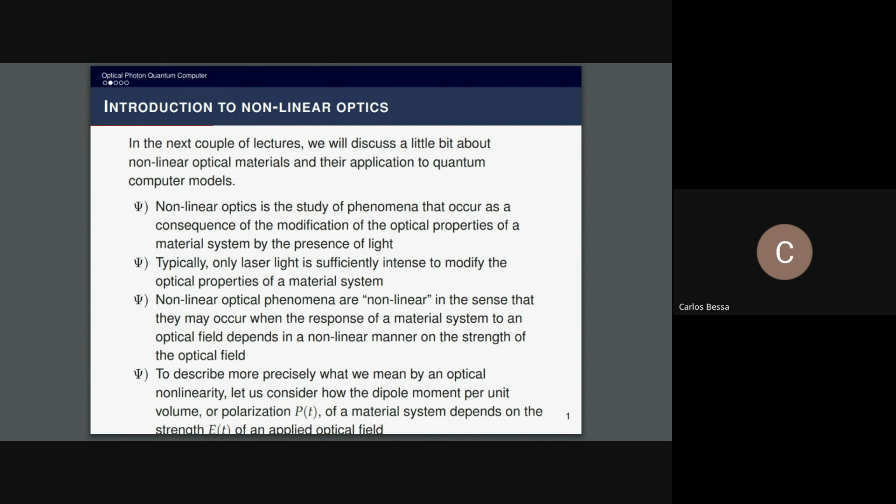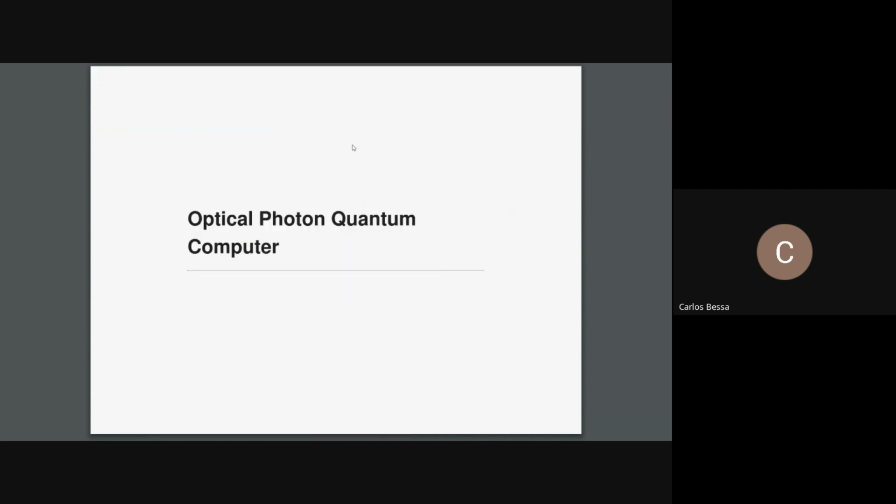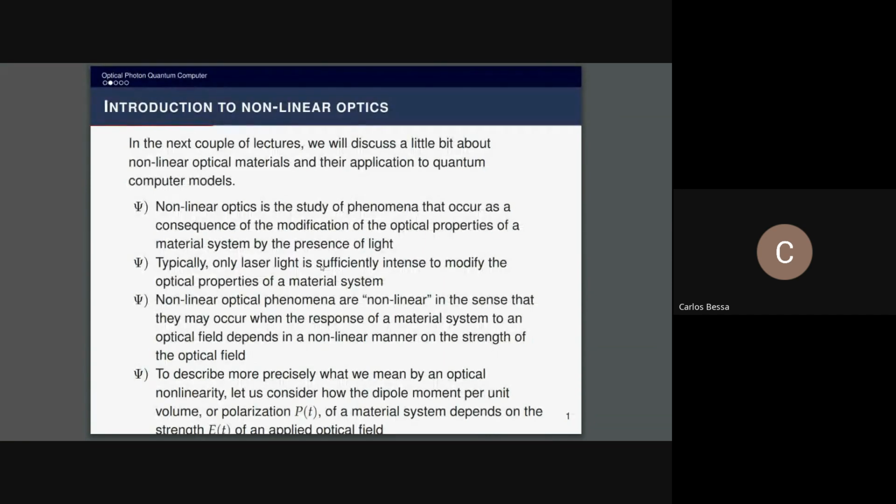So in the next couple of lectures, today and next Friday, we will discuss a little bit about nonlinear optical materials and their applications for quantum computing. And when we do that, we finish this part, optical photonic quantum computing. Then we go to quantum electrodynamics cavity, which is the other application of photonic quantum computing, another model of photonic quantum computing.